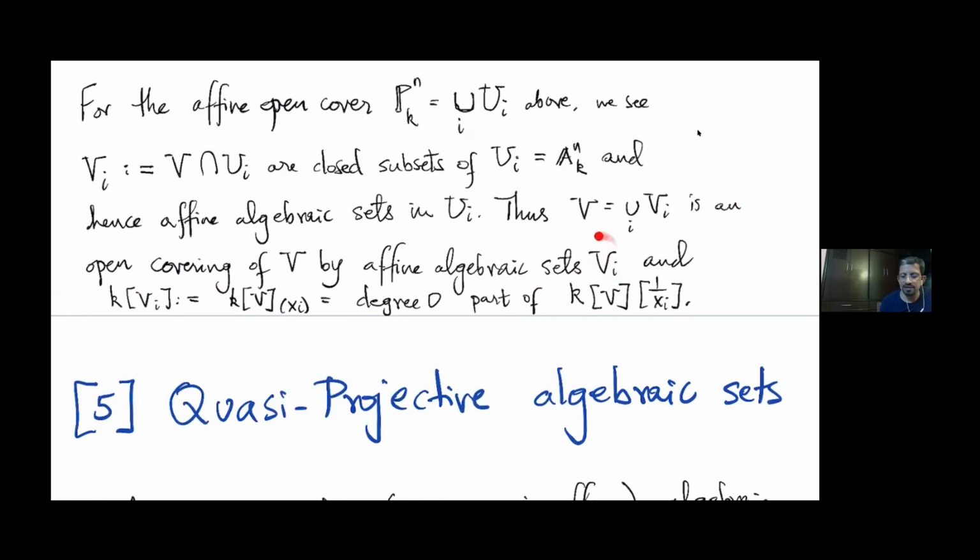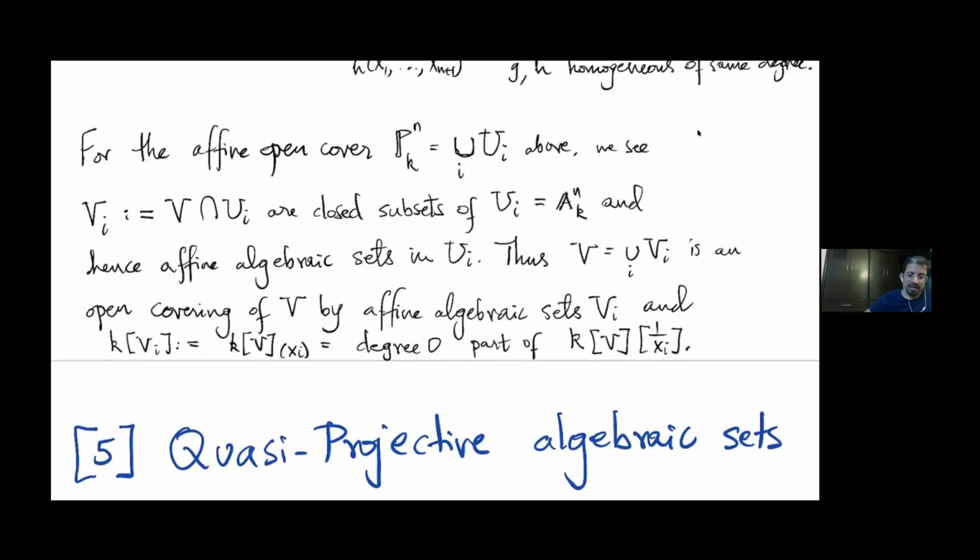And so you can associate coordinate rings to them, which are in fact functions on VI. So the coordinate ring of VI will be a bunch of functions on VI. And the way to calculate this coordinate ring is to put xi not equal to 0. So that is, invert xi and look at the degree 0 part. So take the homogeneous coordinate ring of V, invert xi, the image of xi in V, and look at the degree 0 part. So it's the degree 0 part of this ring.